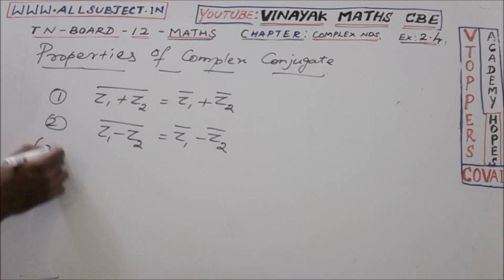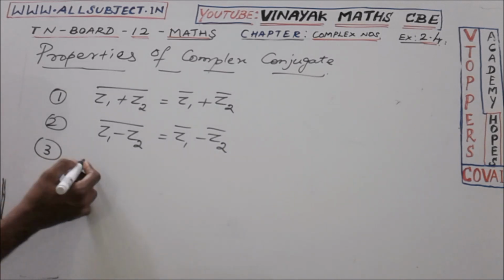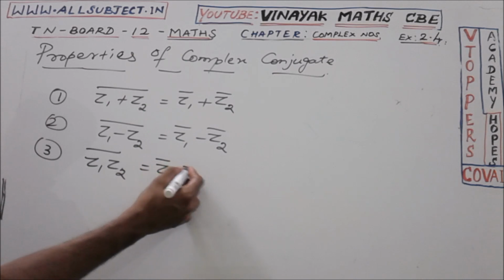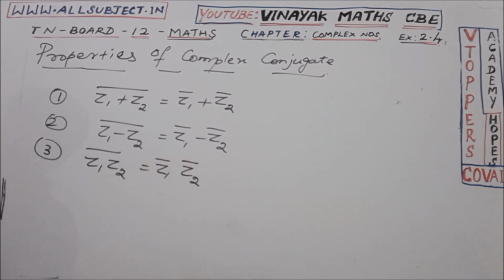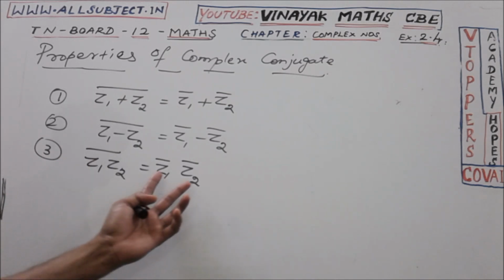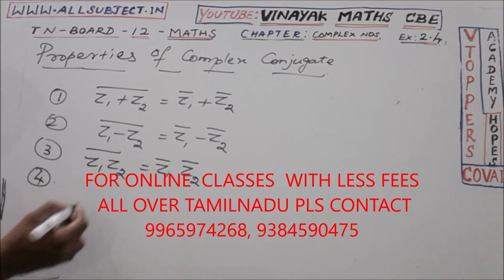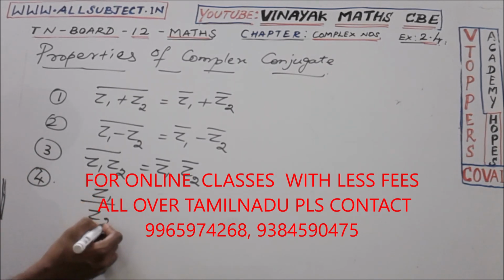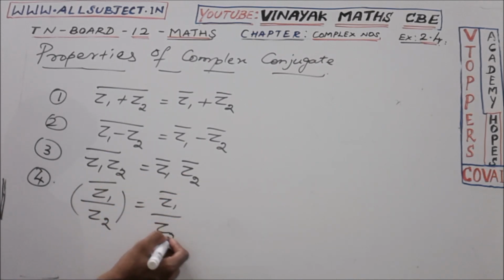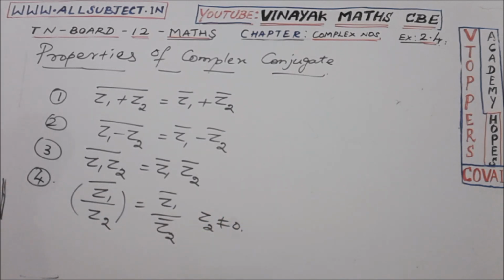Here the third property is Z1 Z2 whole bar, in the product. Z1 Z2 whole bar will be equal to Z1 bar into Z2 bar. The conjugate of the product of two complex numbers will be equal to the product of their conjugates. And then the fourth one is Z1 by Z2 whole bar equal to Z1 bar divided by Z2 bar, where Z2 is not the zero complex number.